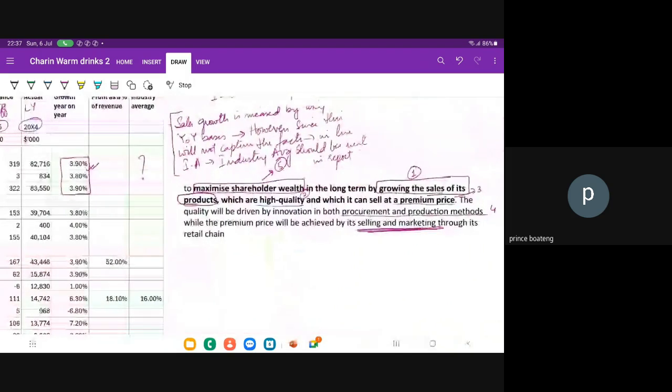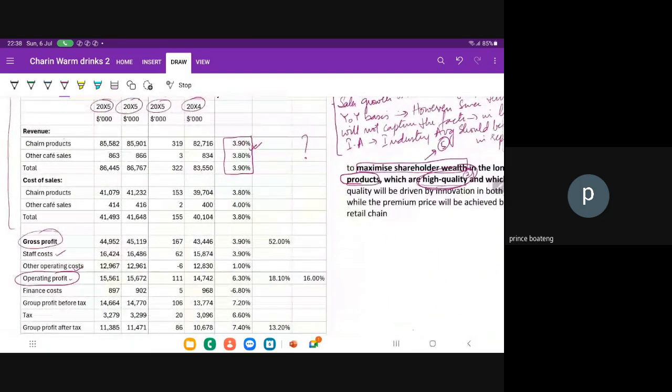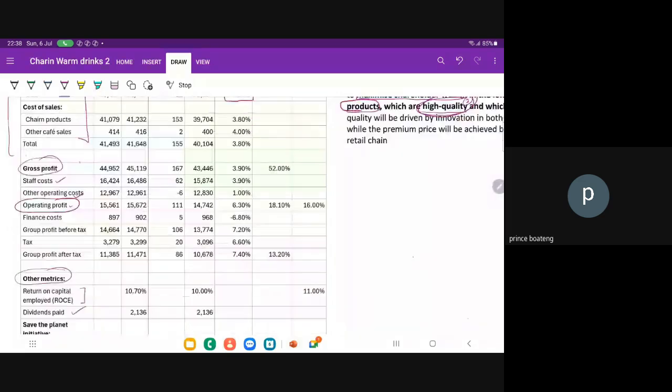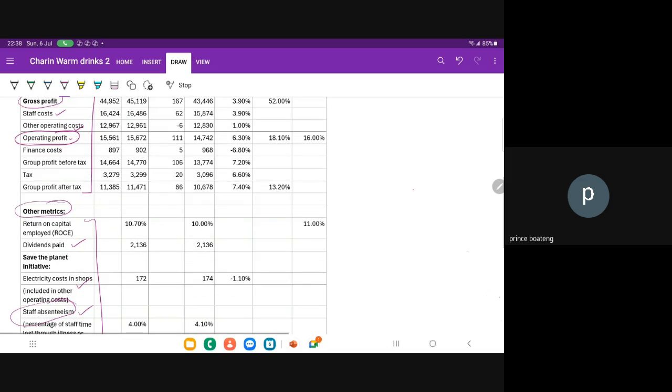Okay. The second one is high quality. High quality product, right? This is the second objective of the company. So in this part, quality is not given, because staff cost, operating cost, nothing includes quality. Other metrics say ROCE, dividend paid, save the planet, staff absenteeism, nothing related to quality.